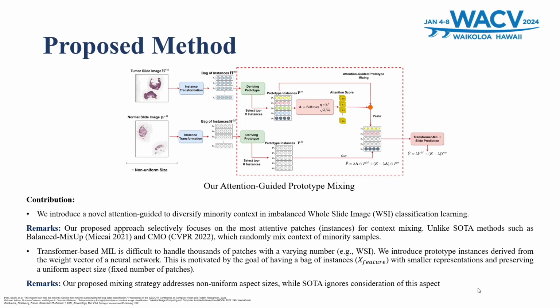And the second one: because we use a transformer-based MIL for recognizing WSI, and transformer-based MIL is difficult to handle thousands of patches with a varying number, we introduce the prototype instance derived from a weight vector of a neural network. This is motivated by the goal of having a bag of instances with smaller representation and preserving a uniform aspect size. Based on this, we combine two benefits from transformer-based MIL and mixing the context for diversifying the minority context in imbalanced or minority samples of whole slide images.